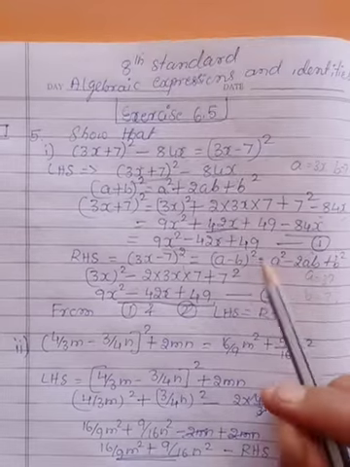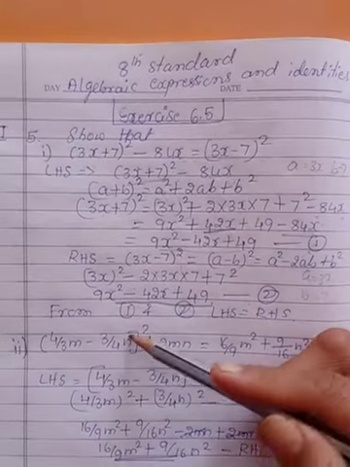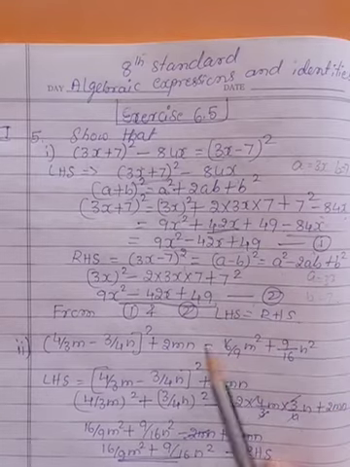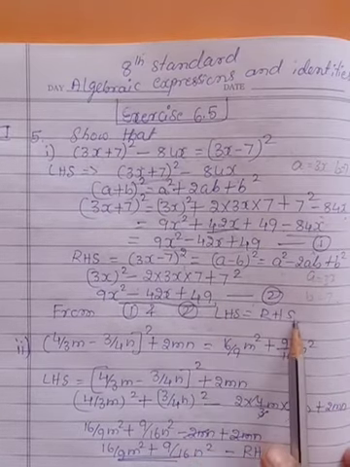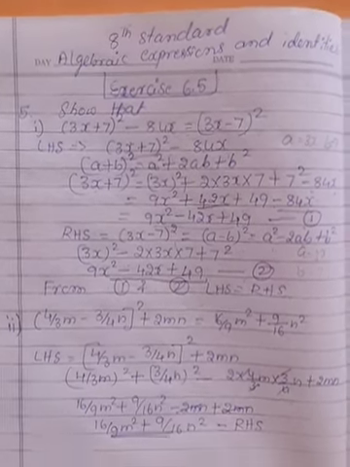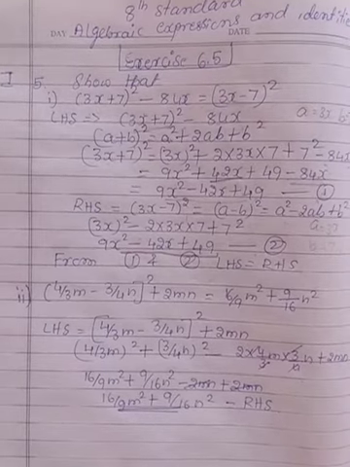Observe (1) and (2). They are the same: 9x² − 42x + 49. Both sides are the same, LHS is equal to RHS. So hence it is proved. Now we will go with the next problem.